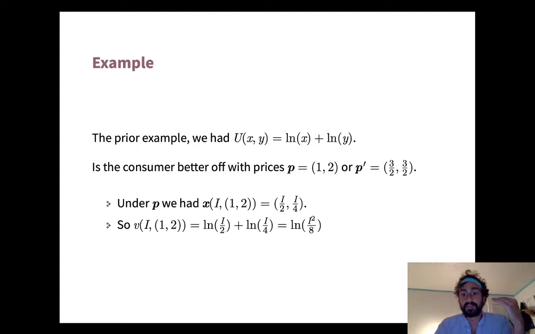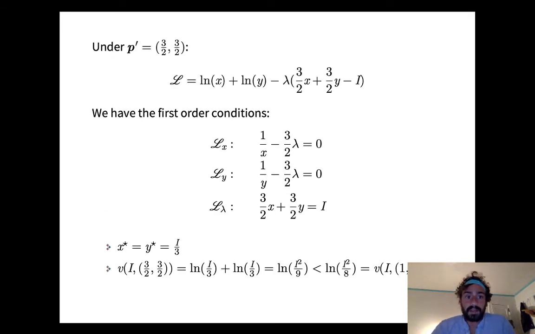So does the consumer prefer this, making Y cheaper and making X more expensive, or would she prefer that X was cheap and Y was expensive? So under P prime, we can rewrite our Lagrangian, and that's just u of xy minus lambda times our budget constraint. We have the same kinds of first order conditions that we've been working with the whole time.